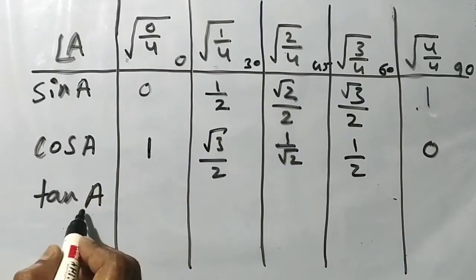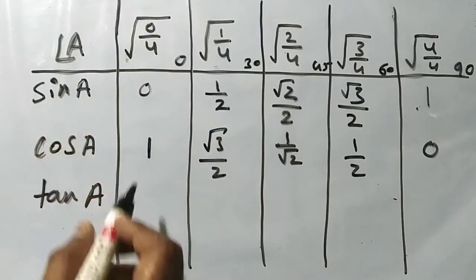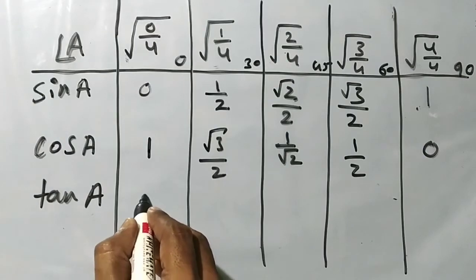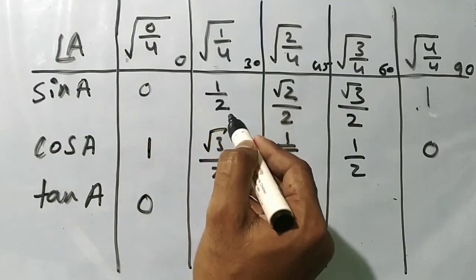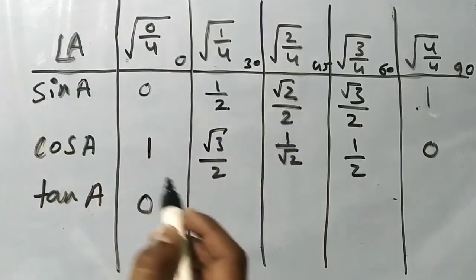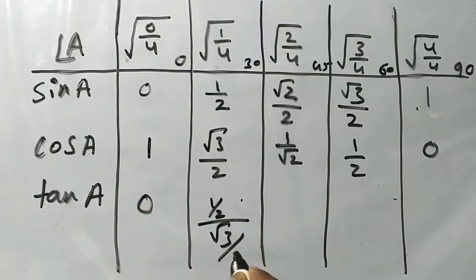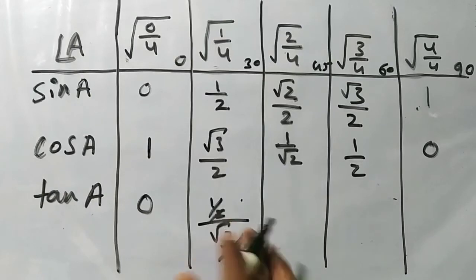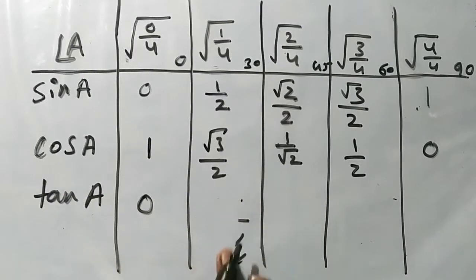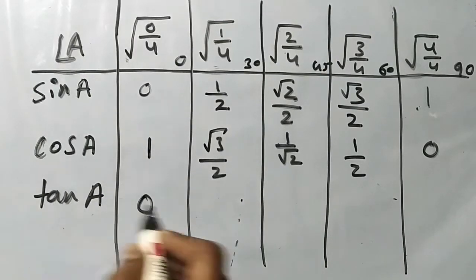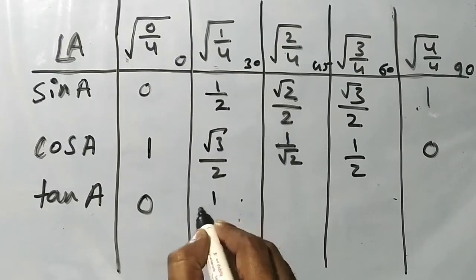We know that tan is equal to sine by cos. 0 by 1 is 0 and 1 by 2 by root 3 by 2. So we can imagine that is 1 by 2 divided by root 3 by 2. So 2 gets cancelled, that is 1 by root 3. So we got tan 30 is equal to 1 by root 3.